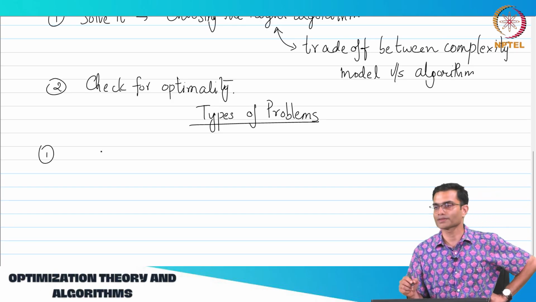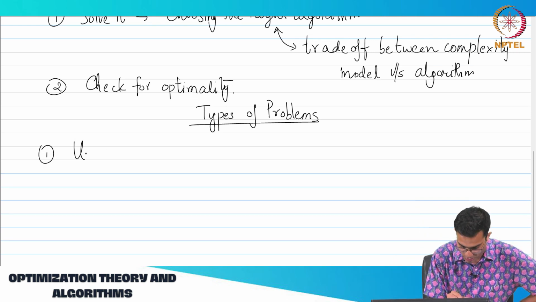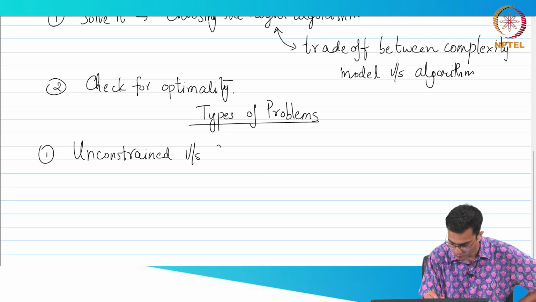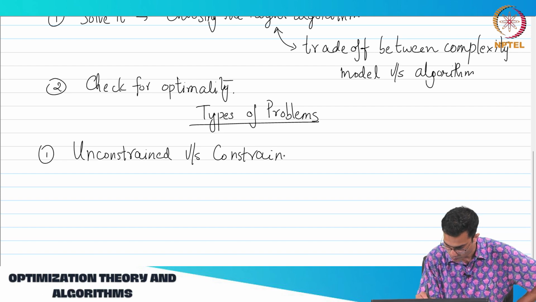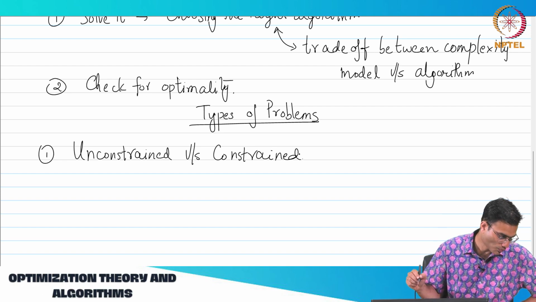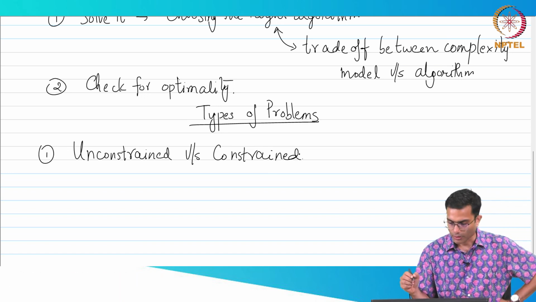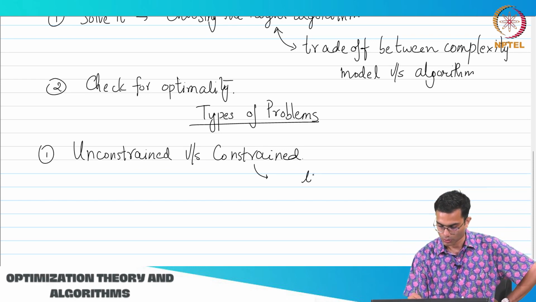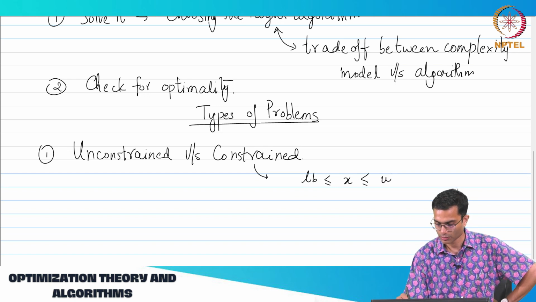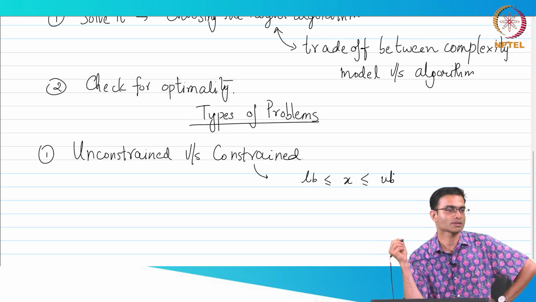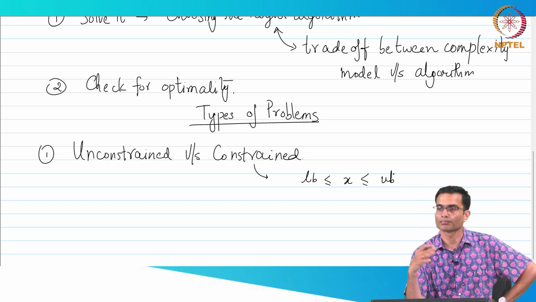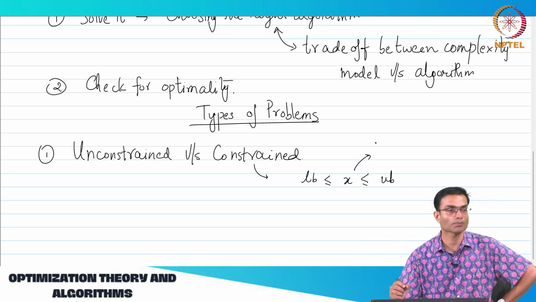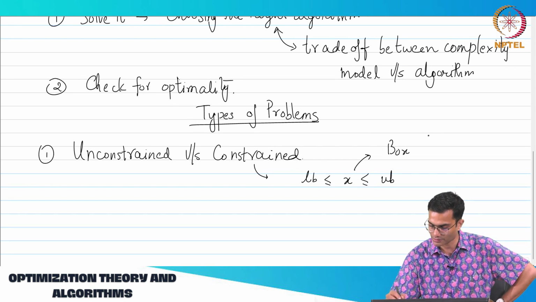So, the first one we have already looked at, which is constrained versus unconstrained. Let's just note that down. Now, the simplest example of constraints we gave was a lower bound on the variable, so the variable is bound between a lower bound and an upper bound. In engineering words, this is called a box constraint, because it is literally like constraining x to be within a box.